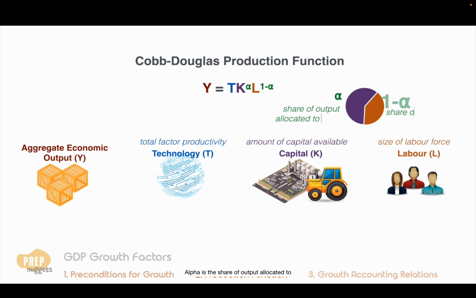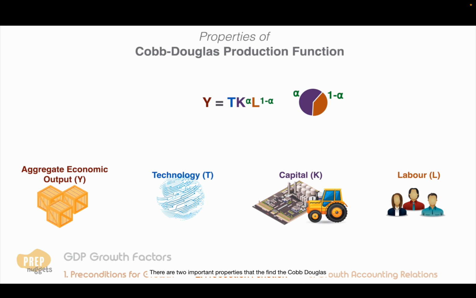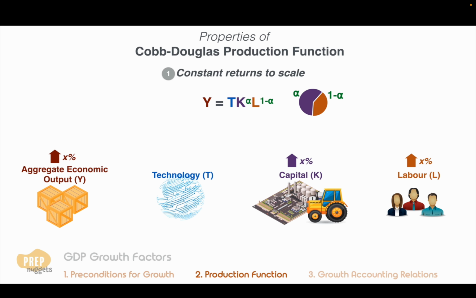Alpha is the share of output allocated to capital, and 1 minus alpha is the share of output allocated to labour. There are 2 important properties that define the Cobb-Douglas function. Firstly, it exhibits constant returns to scale, meaning that if both the capital and labour inputs are increased by the same percentage, the output increases by the same percentage.